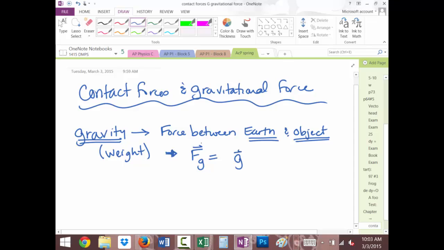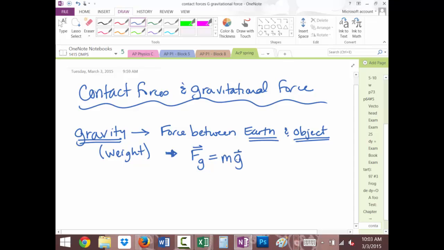Is it only dependent on the acceleration of gravity? No, because if it was, then we'd all have the same weight, right? Because we all accelerate down at negative 9.81 meters per second squared. Does that make sense? But I do not weigh the same as the frog. What's different between the frog and I, besides the fact that he's pretty cute? His mass is different, right? The bigger your mass, the bigger your weight.